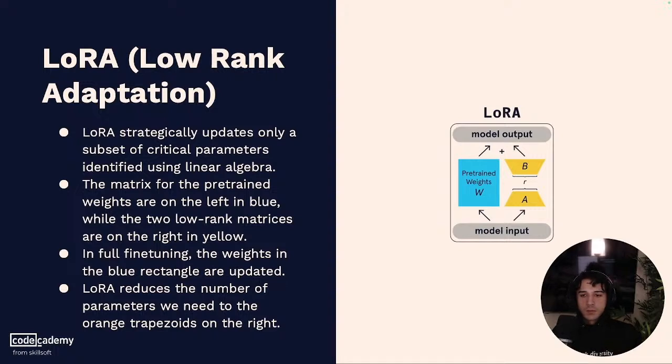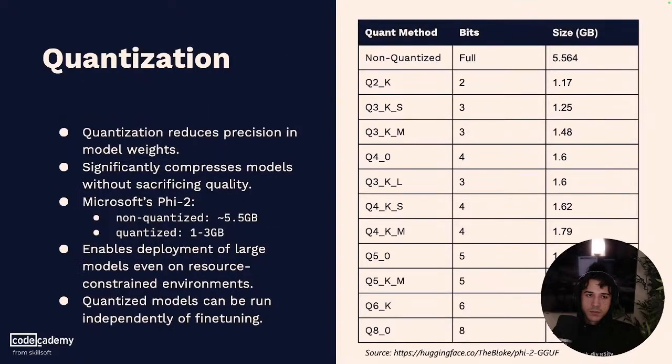The matrix for the pre-trained weights are on the left in blue, while the two smaller low-rank matrices are on the right in yellow. In a full fine-tuning process, every weight in the blue square on the left would need to be updated. But with LoRa, only the low-rank fine-tuned weights would be updated. These fine-tuned weights act as modifications and are added to the full set of pre-trained weights to get our final representation of weights. Quantization, on the other hand, isn't solely a fine-tuning technique, but rather a method to reduce the precision of numbers in the model's weights.